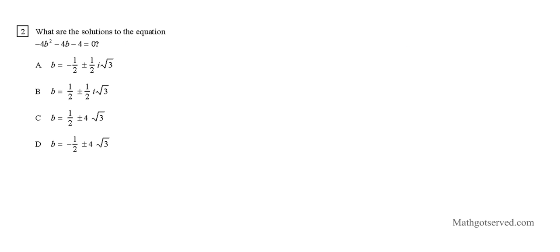All right, next question, number 2. It says, what are the solutions to the equation negative 4b squared minus 4b minus 4 equals 0? You can see the radicals here clearly indicate, or is a hint that this is going to be a prime quadratic. It cannot be factored.